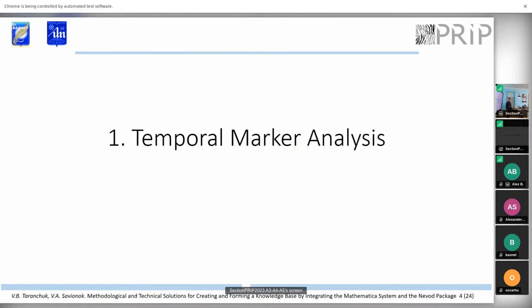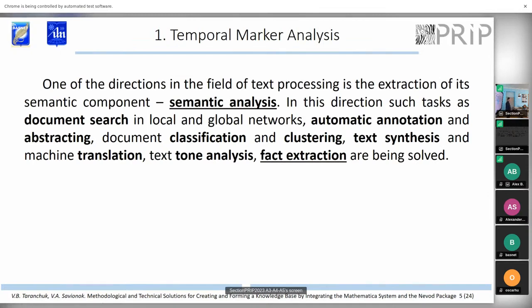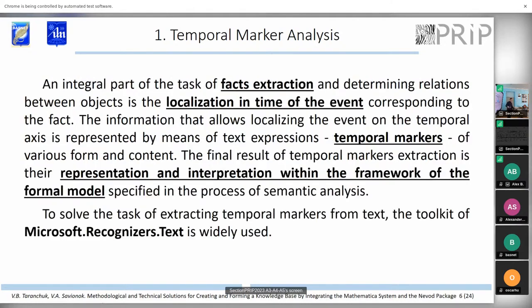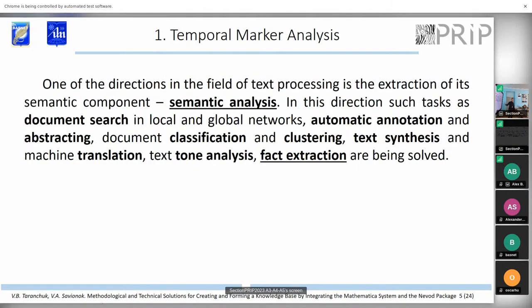So, temporal marker analysis. As you know, information processing is a very large field. It contains dozens of directions, and one of these directions, a huge direction, is semantic analysis. It helps analyze the information and extract the meaningful data for us, for further usage. It implements methods like, for example, document search, automatic annotation, text extracting, classification, clustering, text synthesis, and machine translation, and of course, tone analysis and fact extraction.